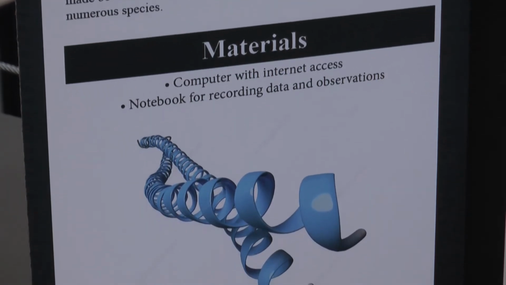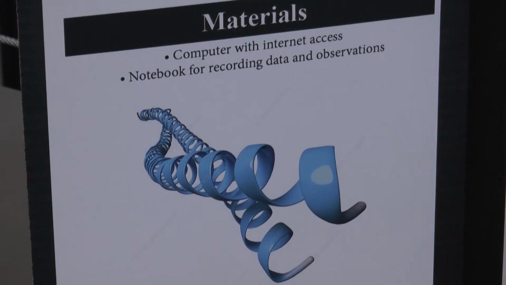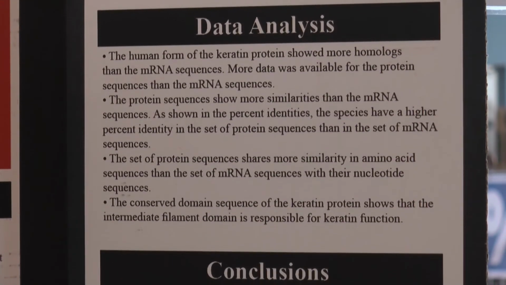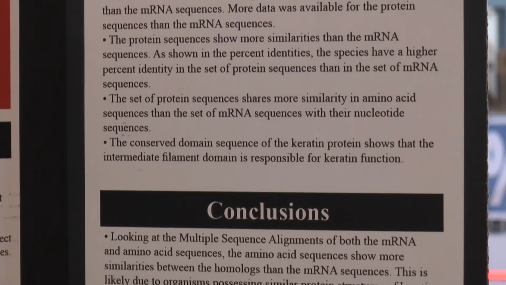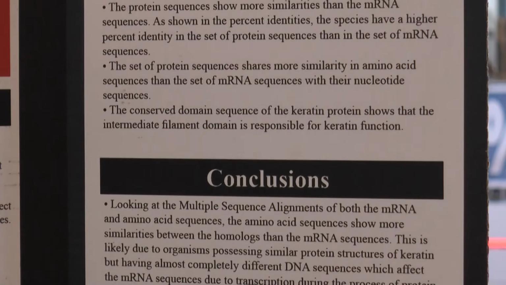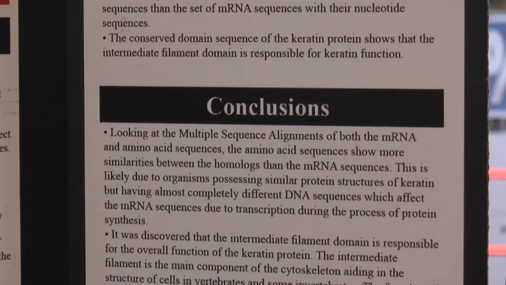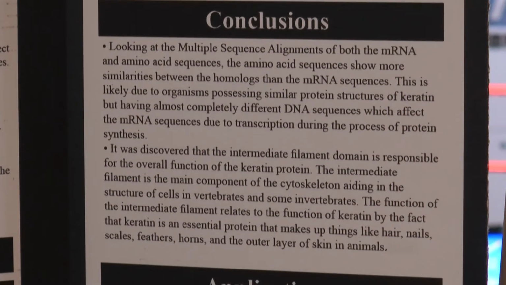Also, the main domain was the intermediate filament domain, which is responsible for the cytoskeleton, so it's like structure in the cells. The multiple sequence alignment showed that the intermediate filament domain was responsible for the function of the keratin, which is structure in your hair, your nails, and stuff like that.